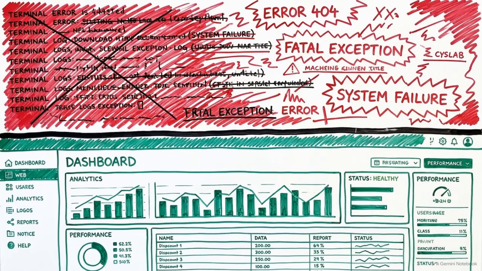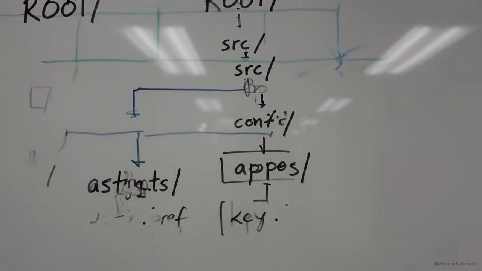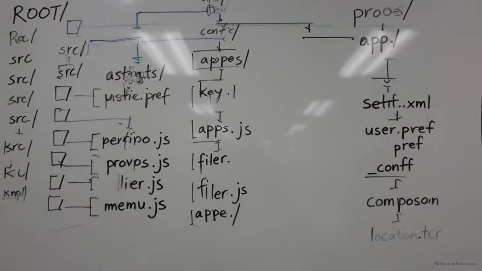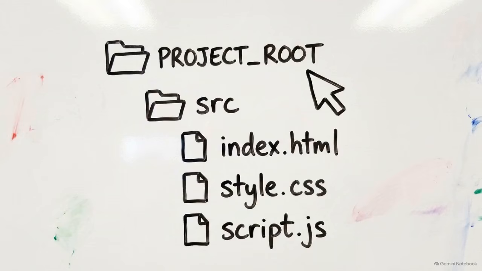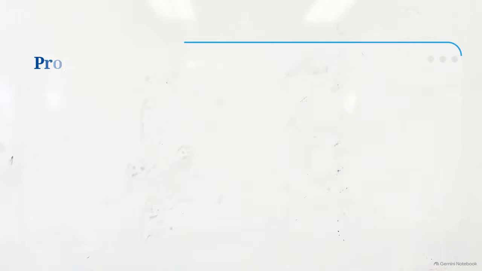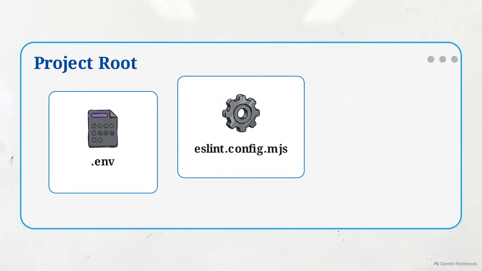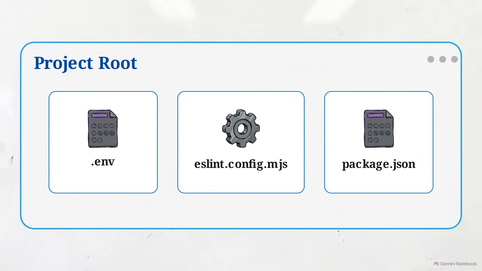Memorizing these folder conventions saves you hours of debugging later. As your application scales in size, a rigid structure ensures your project remains easy to navigate and maintain. Step 1 is looking at the root of your project. This top level is where all your configuration files live, like your environment variables, ESLint configs, and package dependencies.